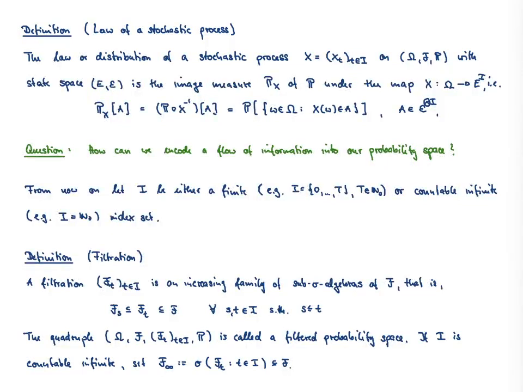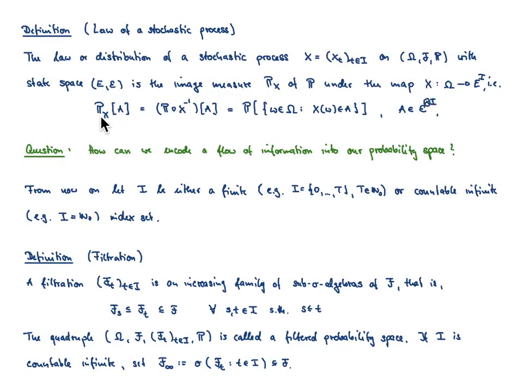Based on the result of the previous lemma, we can now come to the definition of the law of a stochastic process. So the law or distribution of a stochastic process X_t with t in I, on our probability space (Ω, F, P), which we have fixed from the beginning, and with state space (E, ℰ), is nothing else but the image measure P_X of our probability measure P under this map X from Ω to E^I. And this map, we have seen before, is simply the map that maps ω to X(ω), which is nothing else but the sequence X_t(ω) for t in I.